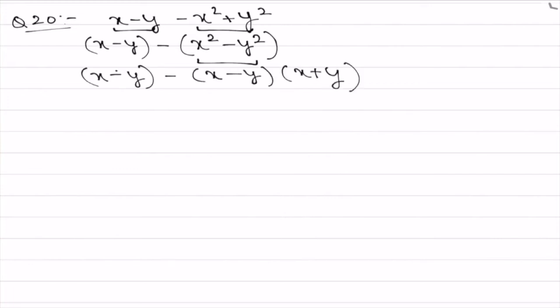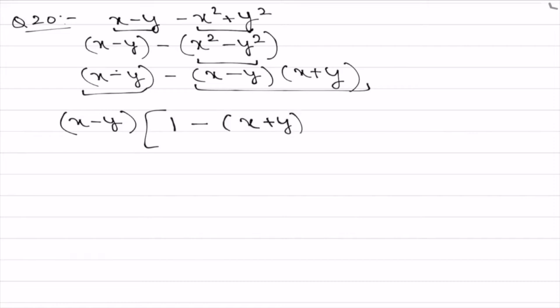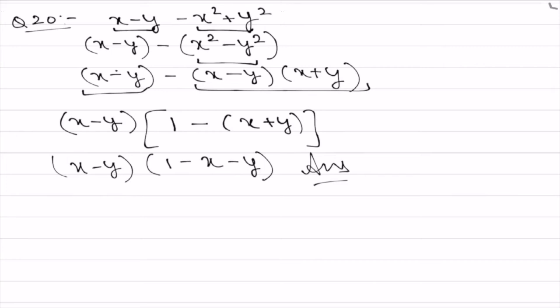Now we can see that in both the terms, x minus y is common. So we will take out x minus y common. And what is left in the bracket? From the first term, we have taken out common. So 1 is left minus from here x plus y. So x minus y into 1 minus x minus y. So these two are the factors of the given expression.